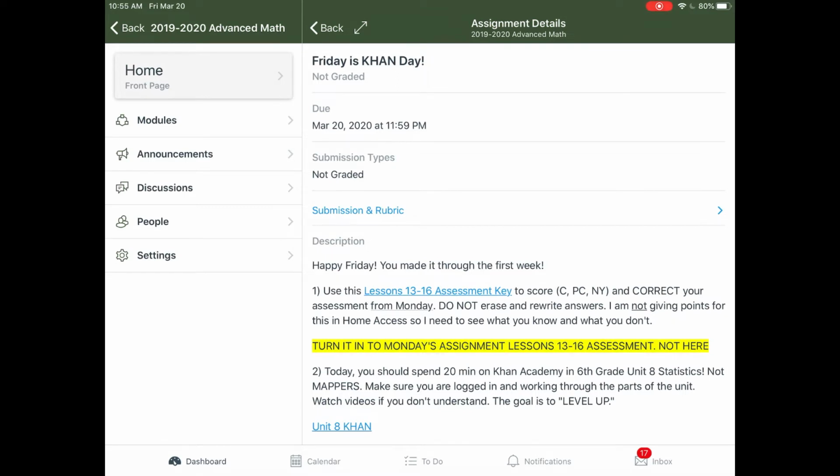We score using a C, PC, and Y system, which is correct, partial correct, and not yet. We're trying to do kind of a hybrid of standards-based grading, but our reporting system is still traditional. So students have been familiar with that all year. So then they are correcting that assessment and turning it back in the Monday assignment. So again, I can see a first attempt and a second attempt. And then the remaining time will be spent on Khan Academy Unit 8 again.